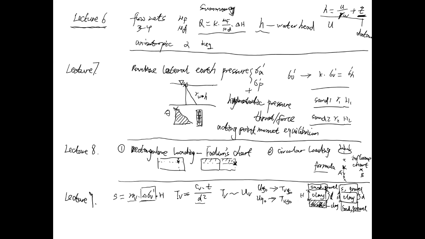Also, two-way is half the height, so you label the D as half the height. And for the same type of soil, there is some implicit information: the Cv is the same.